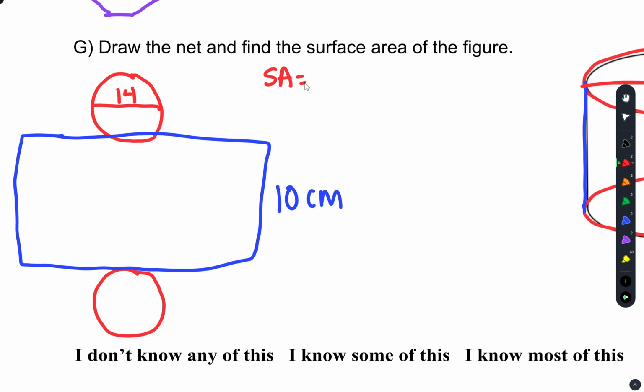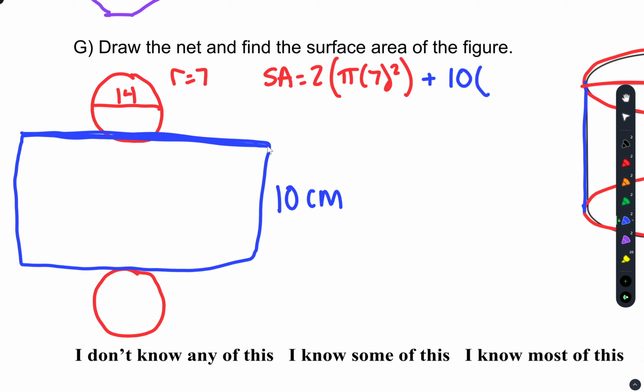I have 2 of these circles. So we're going to do 2 times the area of a circle, pi r squared. We remember the area of a circle formula? The radius here is 7. So this is 2 times pi 7 squared. That's the first part. The second part is a little bit tricky. For this rectangle, I know that the height is 10. How am I going to figure out what the base of that rectangle is?